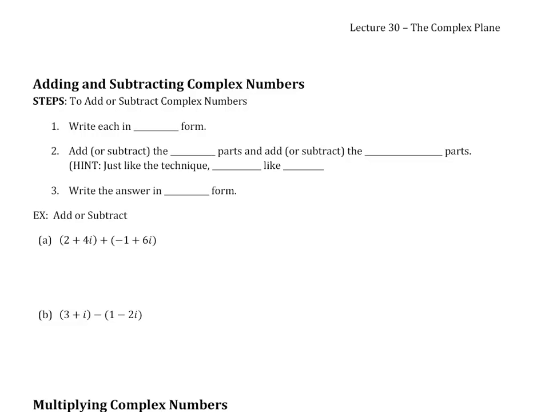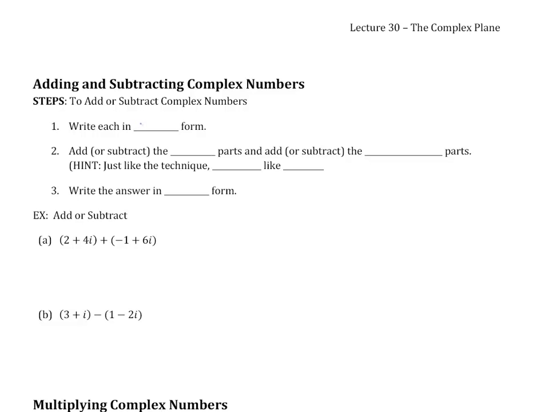To add or subtract complex numbers is actually fairly simple if you just think of it in terms of binomials. Even though i is not a variable, i is a number, you can still think of it as a coefficient times i, in that case an imaginary part times i, and you will collect like terms. So anything with an i you will add together, anything without an i you add together.